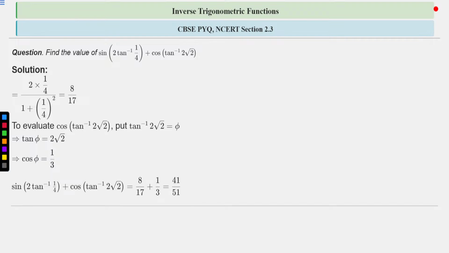So finally, sine 2 tan inverse 1 by 4 plus cos tan inverse 2 root 2 will be equal to 8 by 17 plus 1 by 3. And after simplifying, you will get the value 41 upon 51. So the correct answer of the above expression is 41 upon 51. Got it?